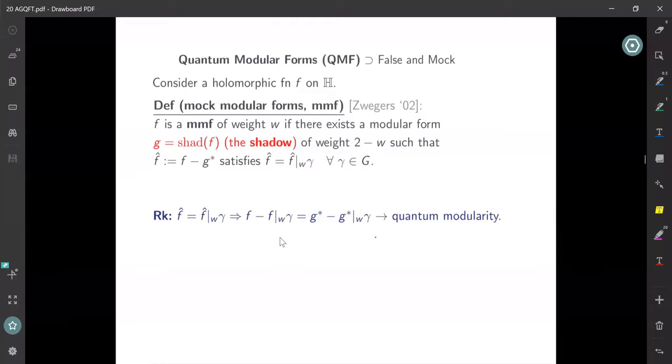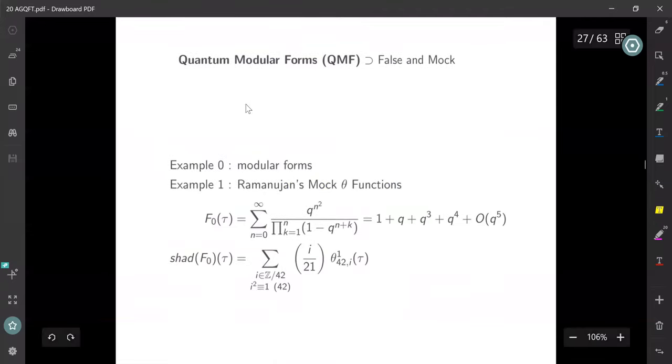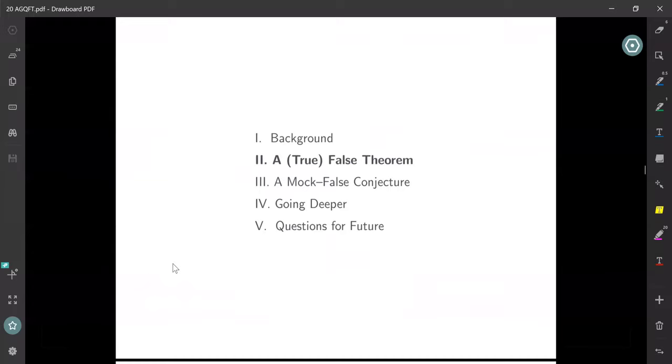But we have to be careful with the point that the radial limit of f does not always exist because there could be exponentially growing terms when we take the radial limit. And in that case, what you have to do is to discard the exponentially growing term, and then the rest still follows. That's not immediately manifest, but this is true. If I have time, I'll say a bit later. Okay, and some simple examples of mock modular forms, of course, include the modular forms. And another famous example is the order 7 mock theta function of Ramanujan. Okay, so that's the background.